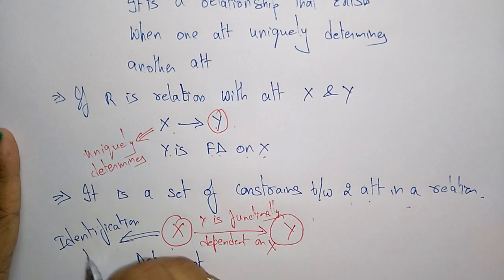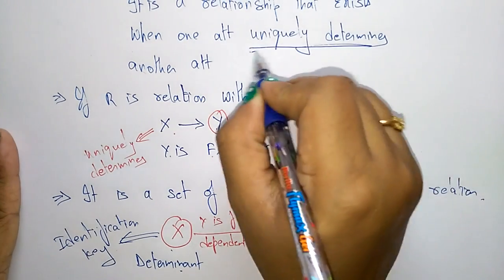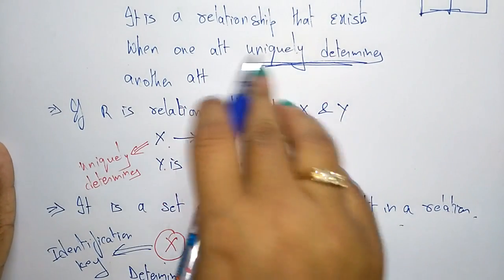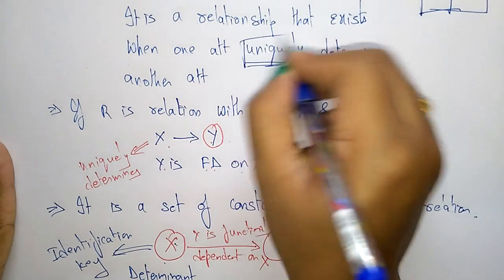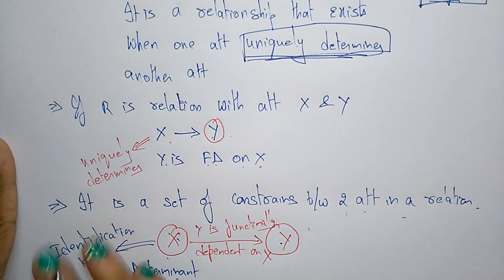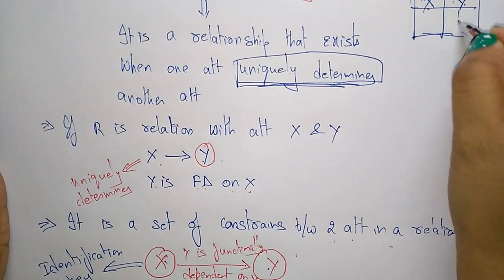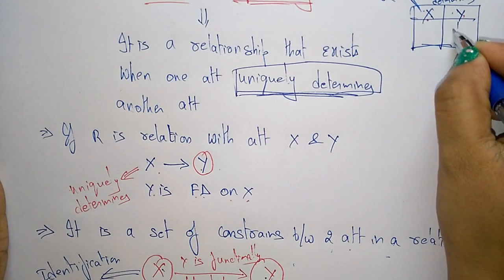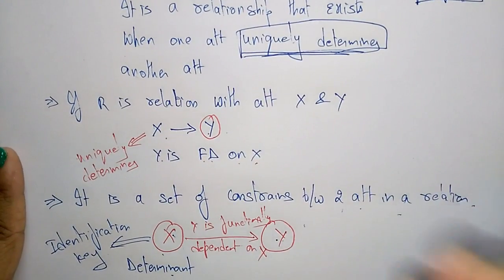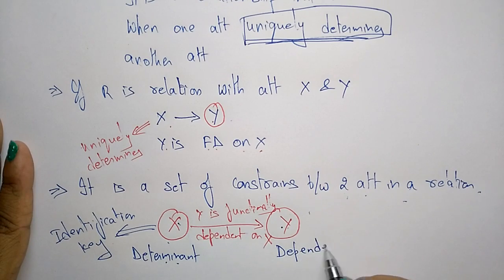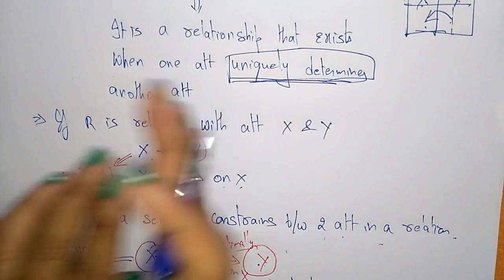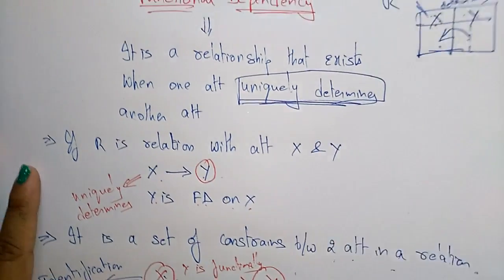An identification key can uniquely determine. That's why we say it is a relationship that exists when one attribute, that is the X attribute, uniquely determines the other attribute. Whenever we say it uniquely determines, it means it has some identification key. So the values that are present in Y will depend on the X values. That is a functional dependency. X is always the determinant and Y is always dependent. Here the right hand side always depends upon the left hand side. Okay, let me take one example to explain this functional dependency.